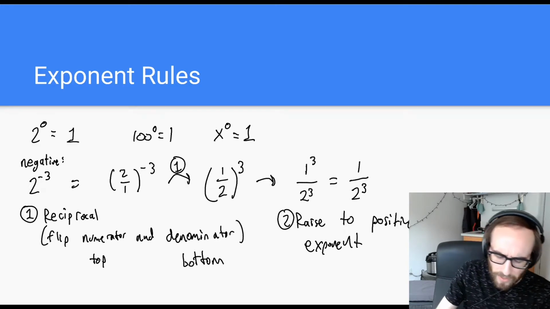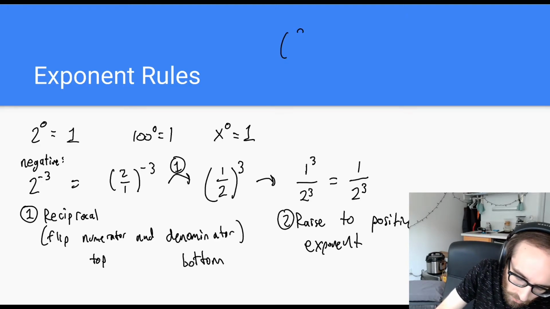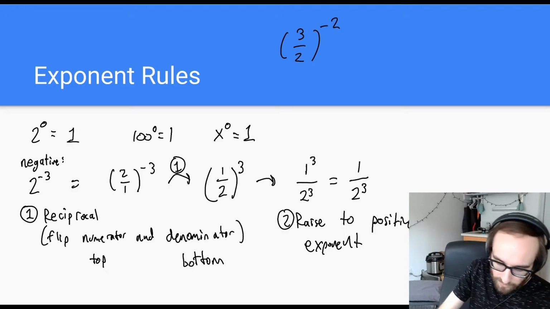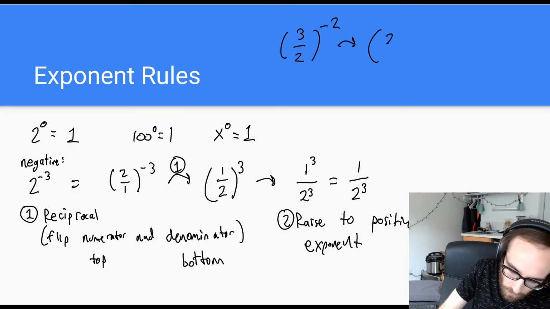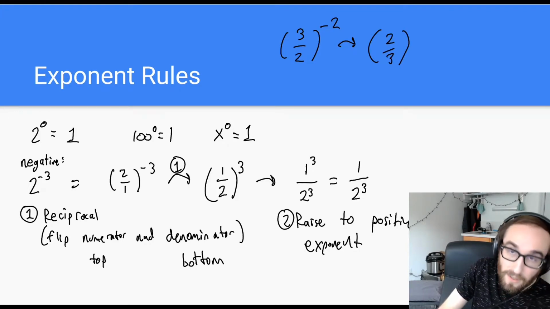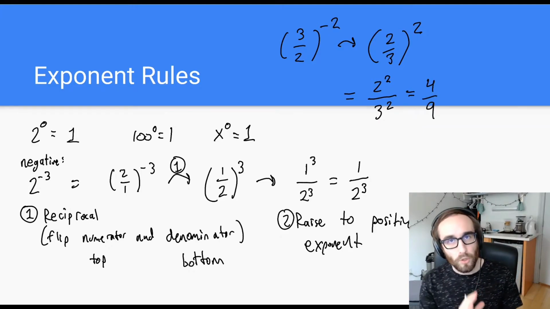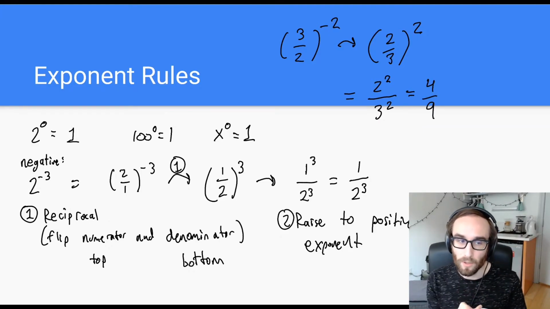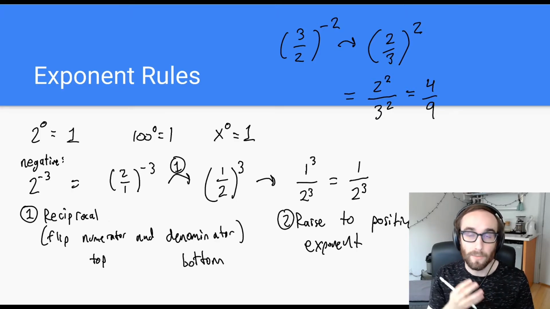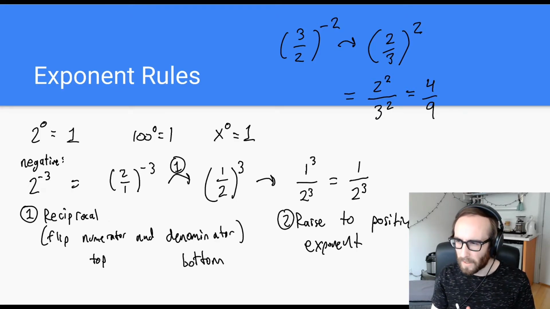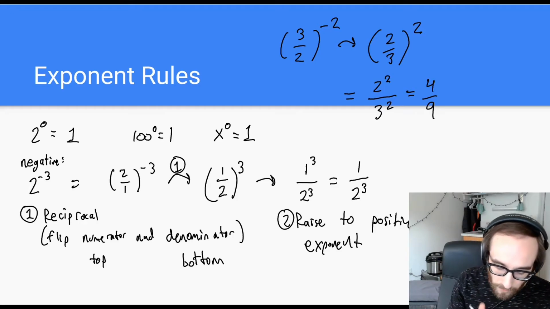Another quick example, if we had 3 halves to the negative 2, we start off by flipping it, so 2/3, and then we raise that to the positive 2 power. And then we can apply the positive 2 to the top and the bottom separately. 2 squared over 3 squared is 4/9. So we have 2 steps if we have a negative exponent. Take the reciprocal, raise it to the positive exponent power. Okay, we have 2 more examples I want to go through.